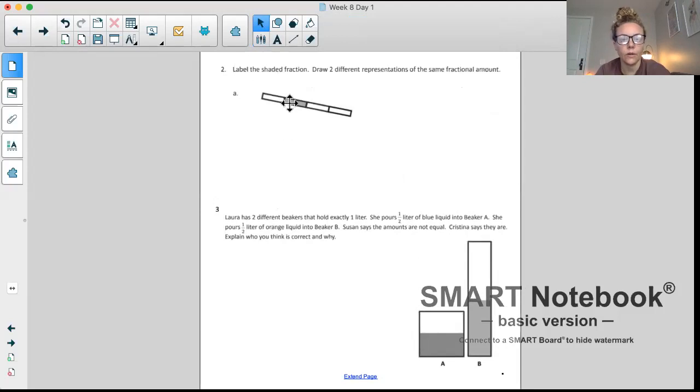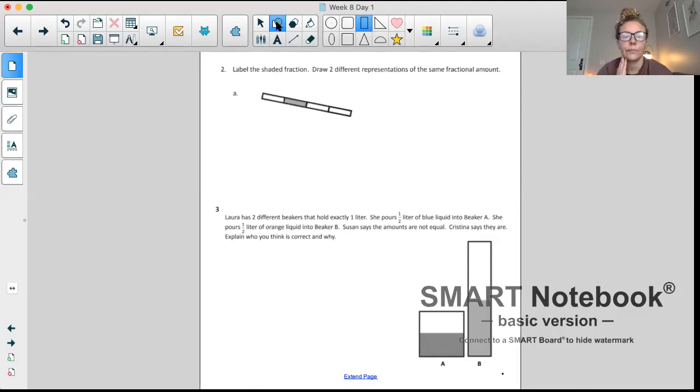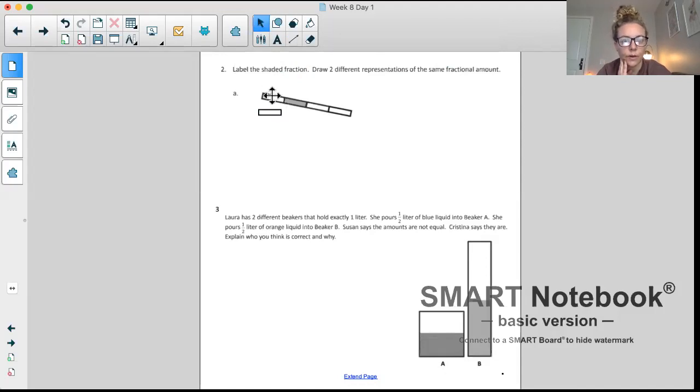Okay, label. So the first thing we need to do is draw two different representations of the same fractional amount. So we need to draw little rectangles that are the same size. Each little piece needs to be, that's probably pretty close. Okay, so here's my little piece.